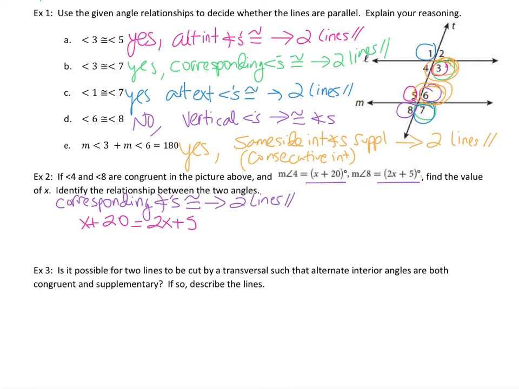Now if we subtract x from the left and move it to the right, that would give us just a 1x on the right. And then we still have a 20 on the left. If we move our 5 to the left, we have to subtract it, so we'd get 15 on the left, and on the right is our x. So x is equal to 15.